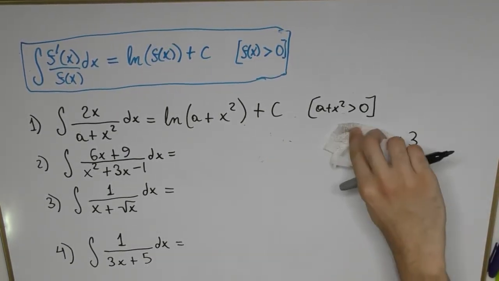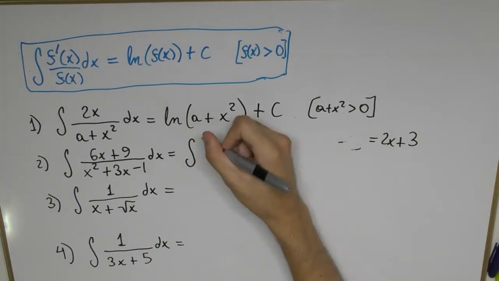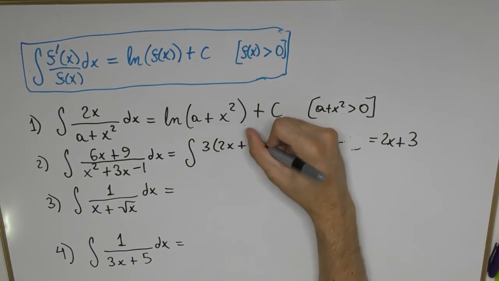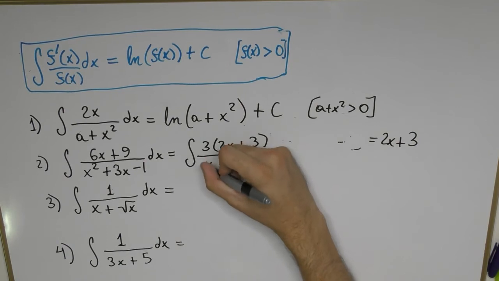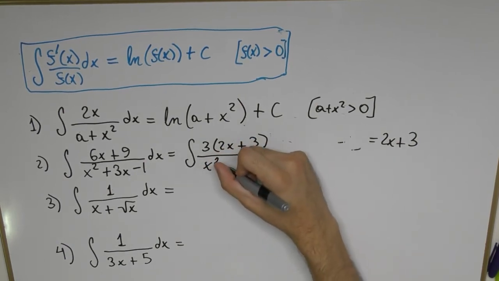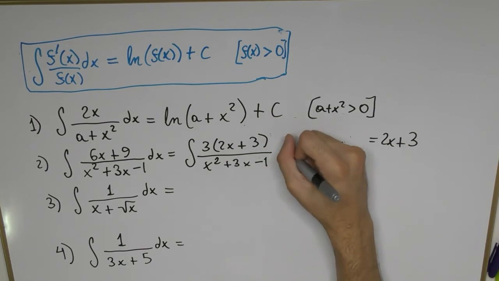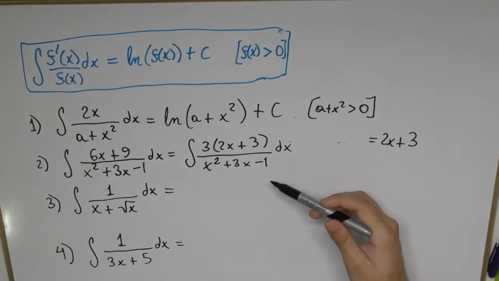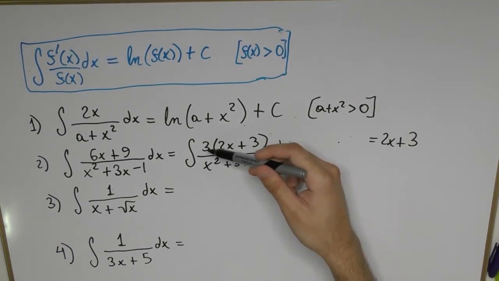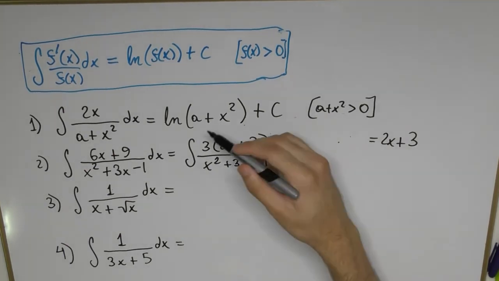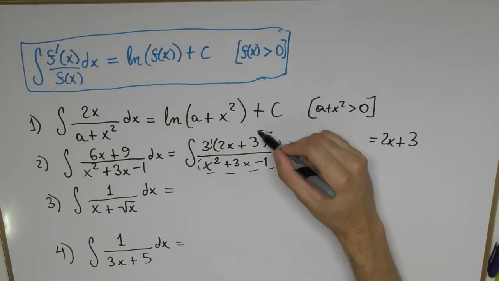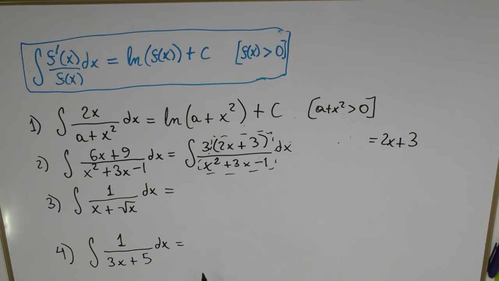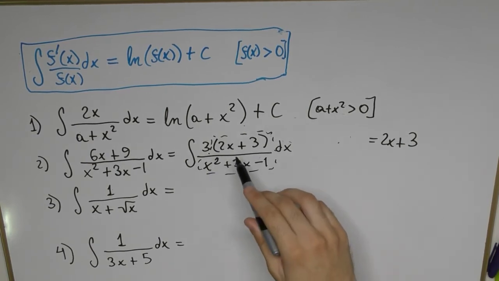So let's go ahead and rewrite that integral in the following way. We're going to have the integral of 3 times 2x plus 3, divided by the same expression in the denominator, x squared plus 3x minus 1. And now we have exactly what we wanted. So we know that there's going to be an extra factor of 3 at the front of the answer. And in fact, if we look at just this portion of the expression, this is in the exact form, numerator being the derivative of the denominator. Okay, so now we're going to just apply that.